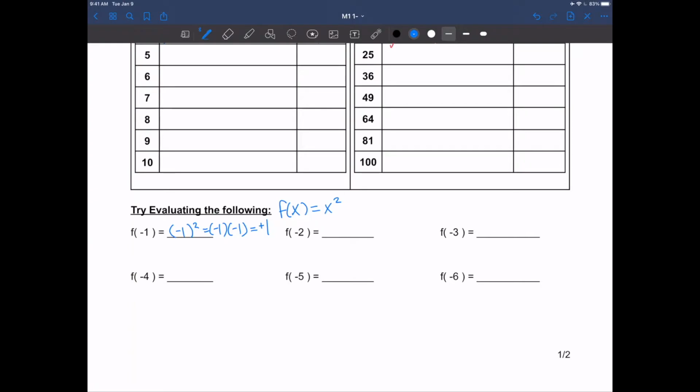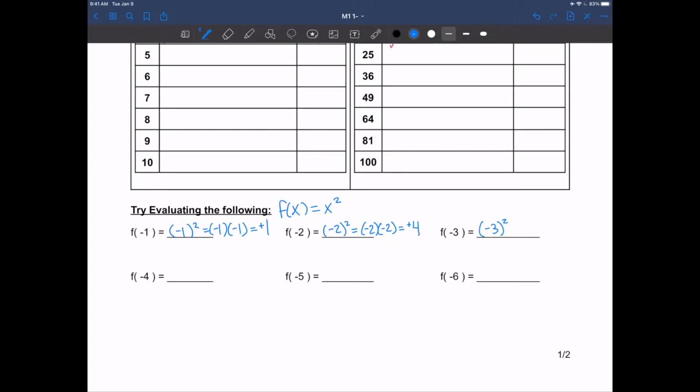All right, let's do that for f of negative 2. Okay, those parentheses are important. You do not drop the parentheses here. Never drop the parentheses here. Okay, so this is negative 2 times negative 2. All I do is take the inside and multiply it by itself. That's a positive 4. Again, you don't need to write the little plus, but I'm going to do it for a few of these.